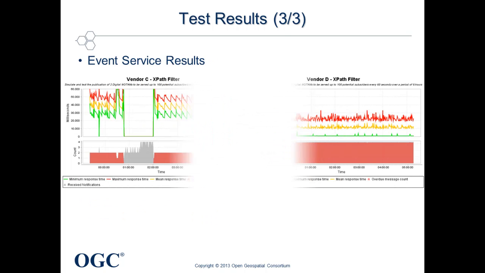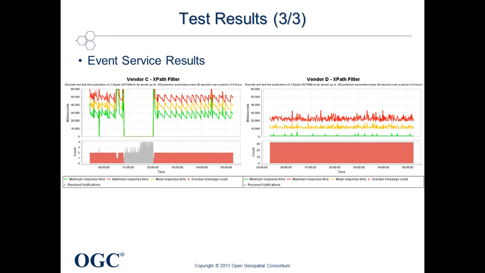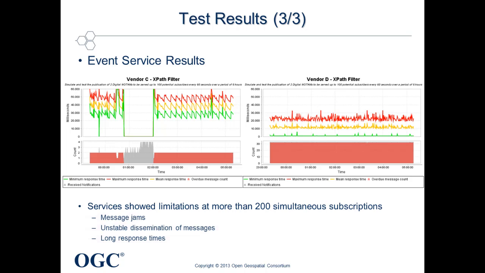The event service test results highlighted in this diagram show variations among service providers. The hole in the left-hand result indicates a possible unreachable server due to networking issues. In general, the event services showed limitations when more than 200 simultaneous subscribers had been registered. This led to message jams, an unstable dissemination of messages, and long response times.